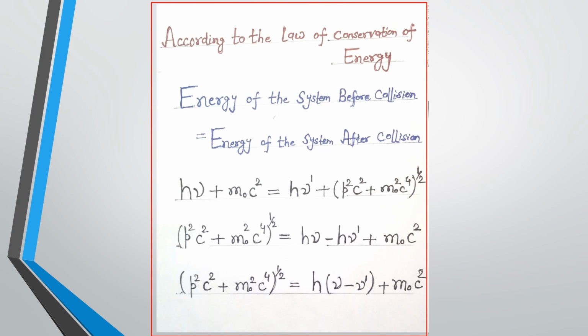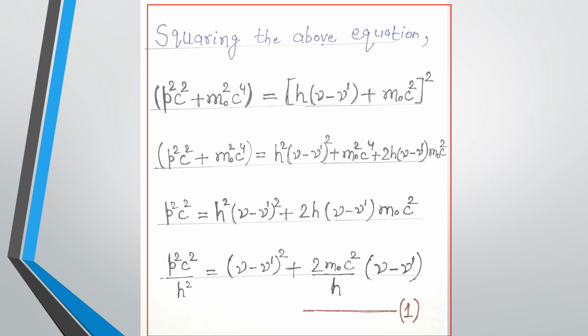Now let us first apply the conservation of energy. Total energy of incident photon and electron before the collision is equal to total energy of the scattered photon and electron after the collision. That is hν + m₀c² = hν' + (p²c² + m₀²c⁴)^(1/2). When we simplify this equation, we get (p²c² + m₀²c⁴)^(1/2) = h(ν − ν') + m₀c². After squaring this equation, we get p²c² + m₀²c⁴ = (h(ν − ν') + m₀c²)². And further simplifying this equation, we achieve equation number 1, that is p²c²/h² = (ν − ν')² + (2m₀c²/h)(ν − ν').